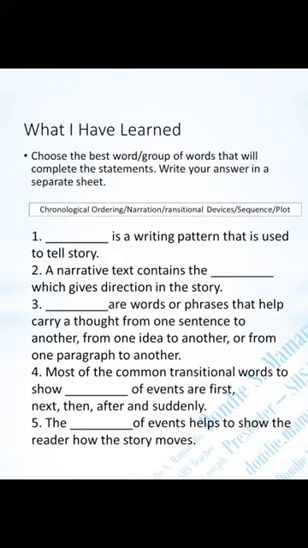Choose the best word or group of words that will complete the statements. Write your answer in a separate sheet. 1. ___ is a writing pattern that is used to tell story. 2. A narrative text contains the ___ which gives direction in the story. 3. ___ are words or phrases that help carry a thought from one sentence to another, from one idea to another, or from one paragraph to another. 4. Most of the common transitional words to show ___ of events are first, next, then, after, and suddenly. 5. The ___ of events helps to show the reader how the story moves.